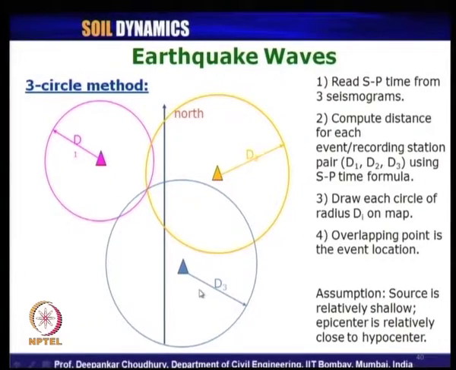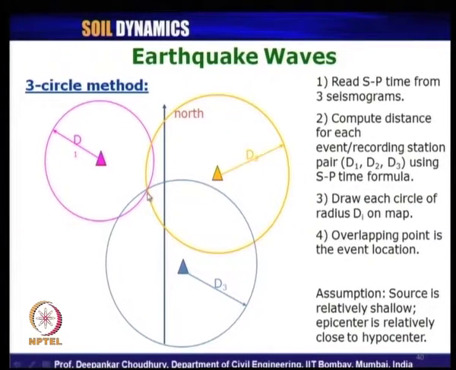So, where actually the earthquake has occurred, where these 3 circles will meet, this is the point. Look at here, I am pointing here with this pointer. This is the point where these 3 circles meet, that is the actual location where the earthquake has occurred. So, this is the location of the earthquake epicenter. Clear? In using this 3 circle method to obtain the earthquake epicenter, one basic assumption is that the earthquake is relatively shallow. Okay. So, the epicenter is relatively close to the hypocenter, and the overlapping of the circles gives us the event location.